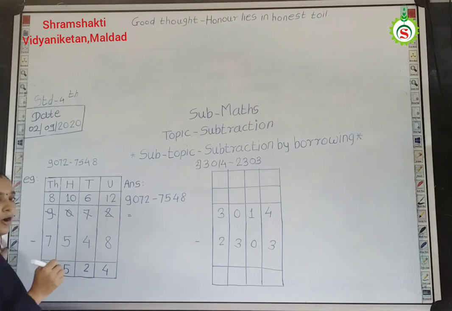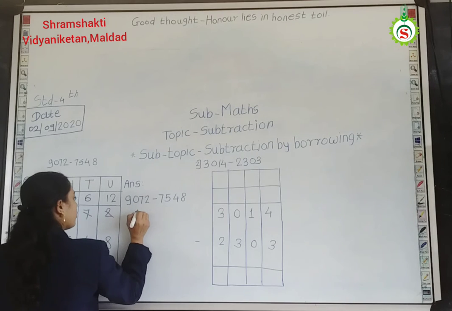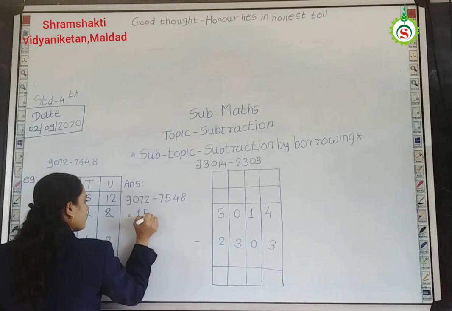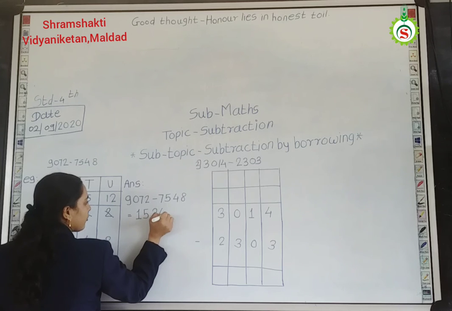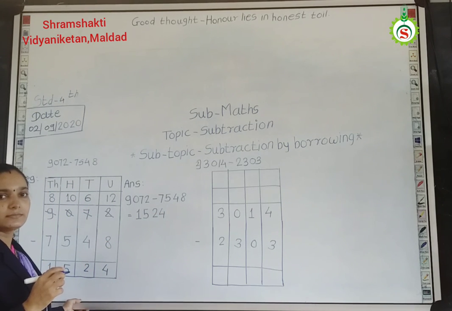So 9072 minus 7548 is equal to how much? 1524. 1524. Do you understand this example, students?